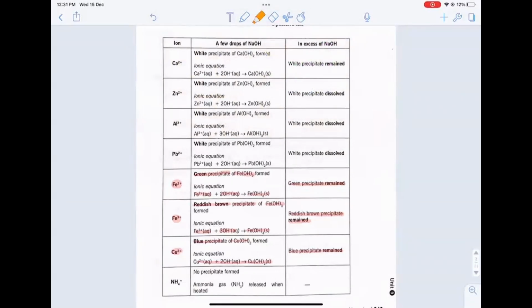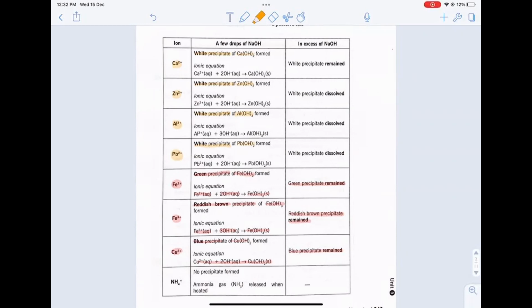Next, let us take a look at the non-colored ones. So calcium, Ca2+, Zn2+, Al3+, and Pb2+. These 4 will all form white precipitates upon addition of a few drops of sodium hydroxide. If calcium is present, you will have calcium hydroxide formed. If Zn2+ is present, you will have zinc hydroxide formed. If you have Al3+, you will have aluminium hydroxide formed. And lastly, if Pb2+ is present, you will have Pb(OH)2 formed.